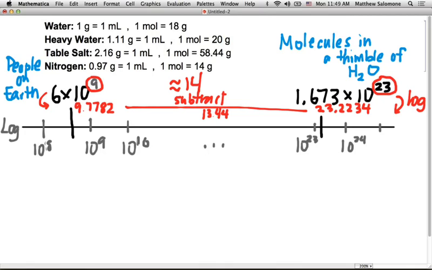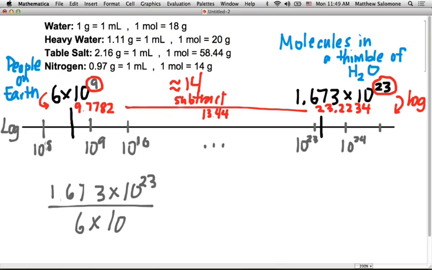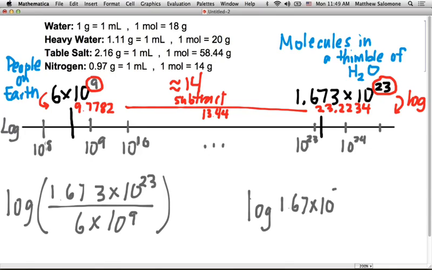So the way that we would have done this is by taking these two numbers, dividing them first. So 1.673 times 10 to the 23, divided by 6 times 10 to the 9th. And then we got a number, and then we would have taken the log of that number, log of the quotient. But on the other hand, what this group did was they took the logs of the numbers individually, the log of 1.673 times 10 to the 23, and the log of 6 times 10 to the 9th. And they just subtracted them.